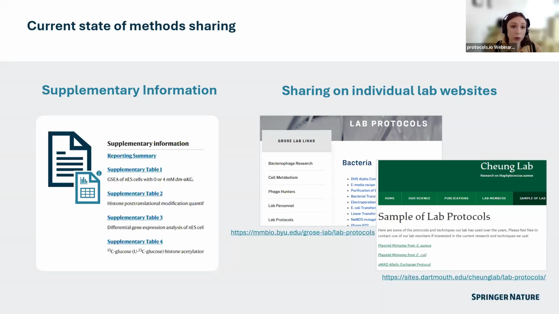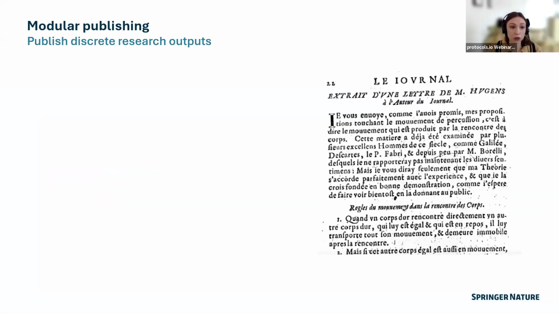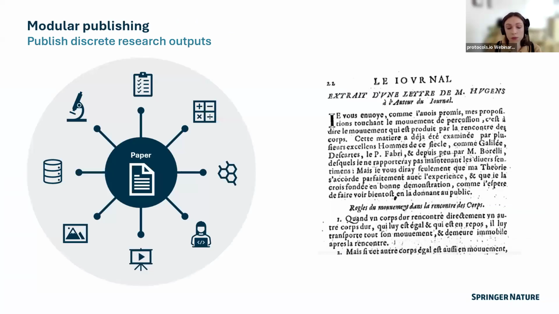So really, nowadays, we're seeing a lot more use of repositories, and the aim of that is to solve that problem. This introduces the concept of modular publishing. This is where you have multiple discrete research outputs that can be published in fit for purpose repositories, and then they can be linked to your research paper as appropriate.